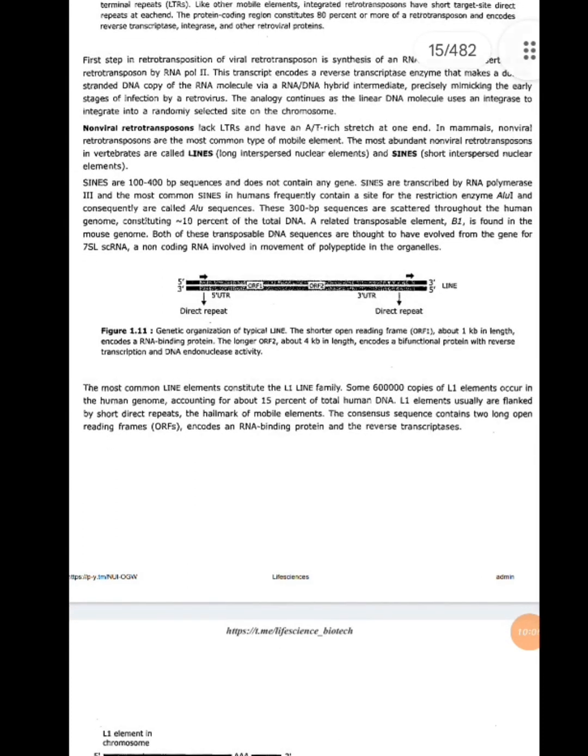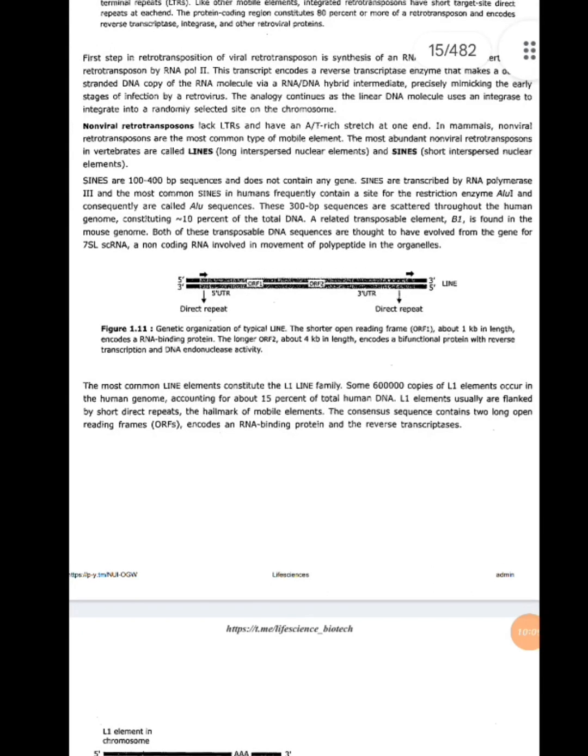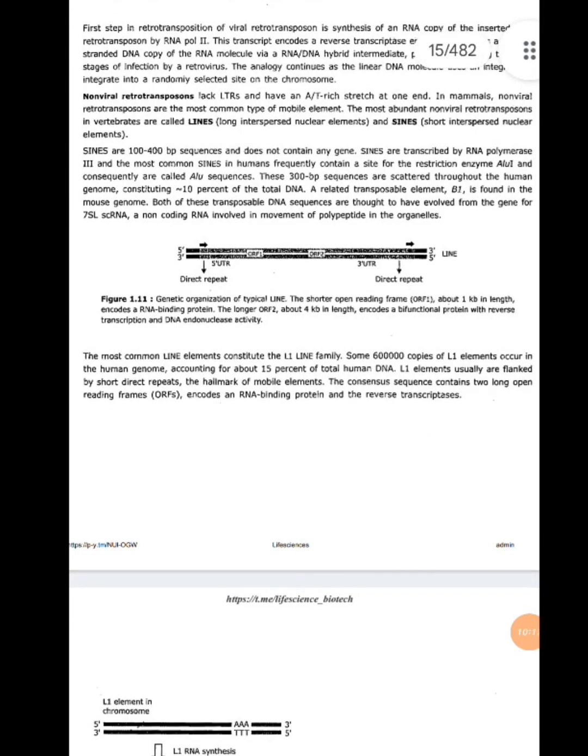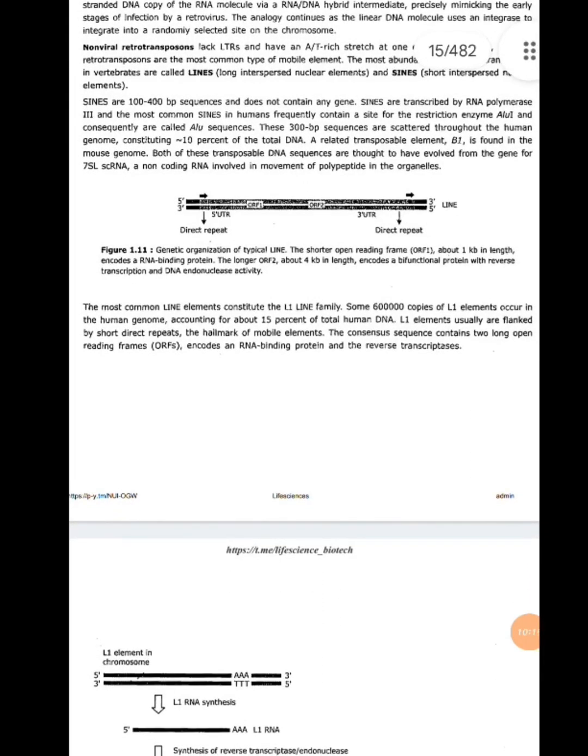A related transposable element, B1, is found in the mouse genome. So you can say the SINE in mouse is B1. Both of these transposable DNA sequences are thought to have evolved from the gene for 7SL scRNA, a non-coding RNA involved in the movement of polypeptides in the organelles.